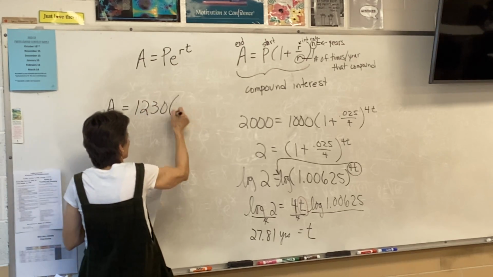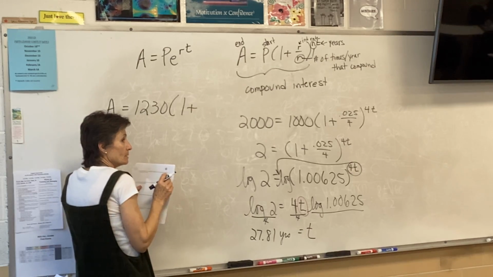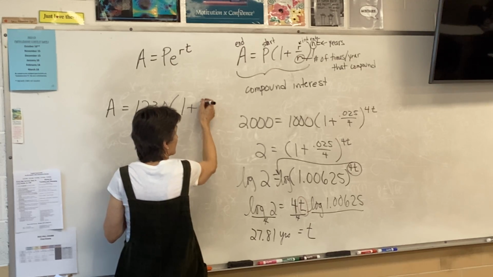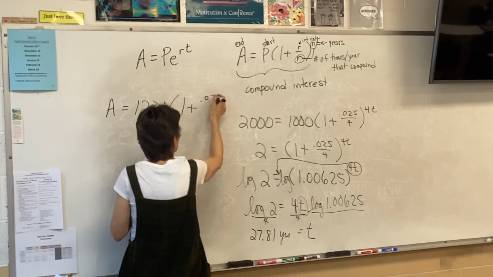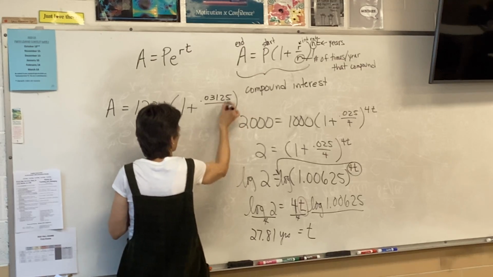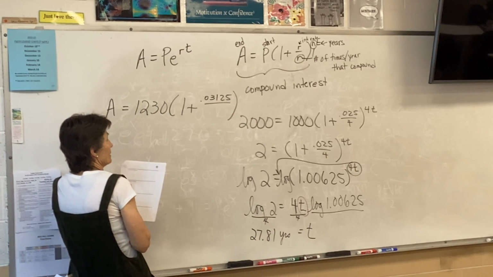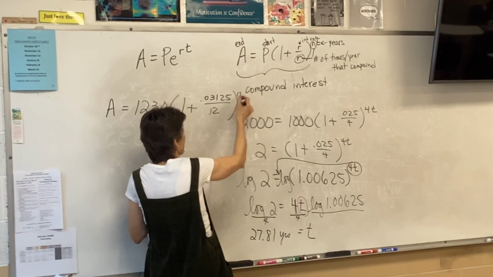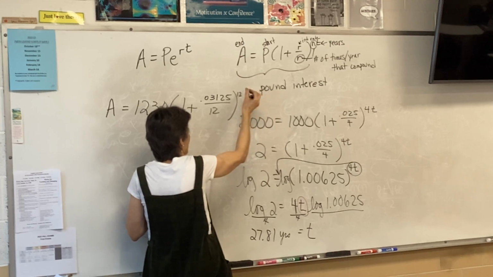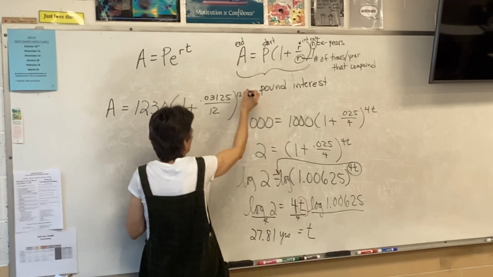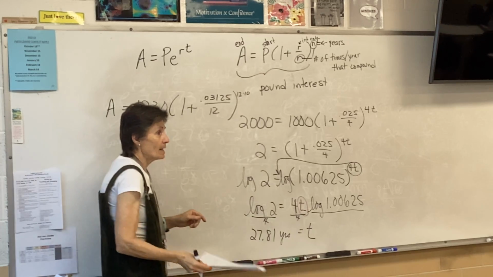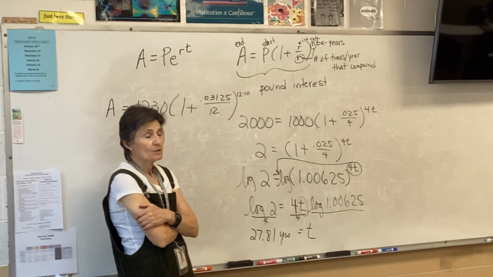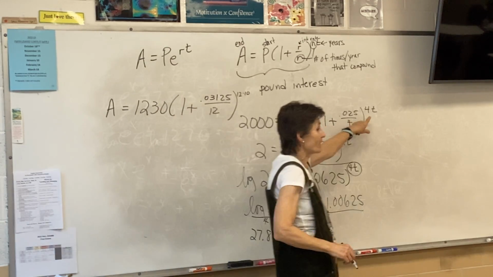1, 2, 3, 0. What's my interest rate? 0.03125. What's my N? 12, monthly. So there's a 12 up here also. That N appears twice. And how many years? 10. Am I going to need logarithms for this problem? No way. You only need logarithms when your X is up here.